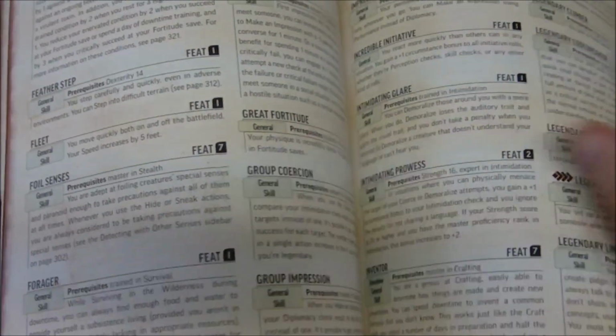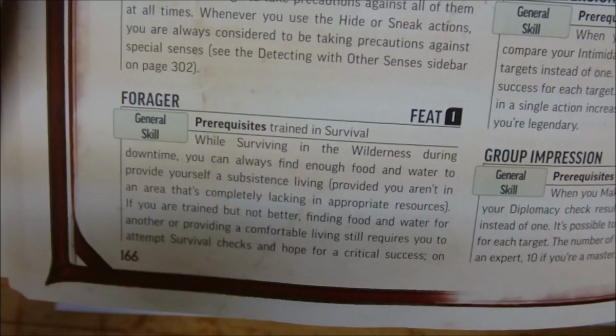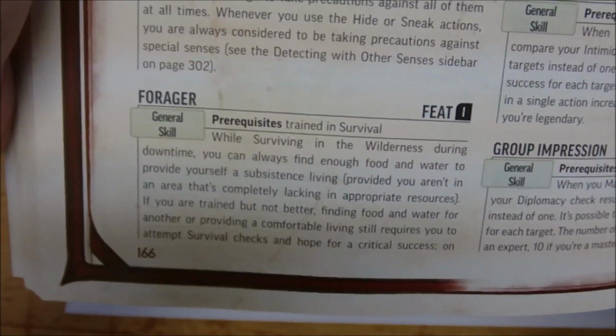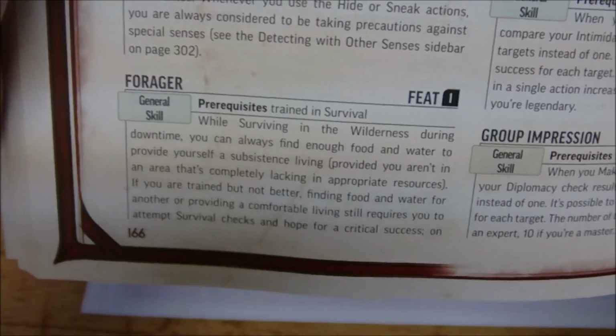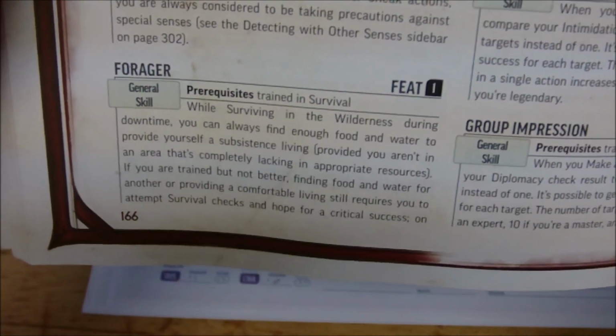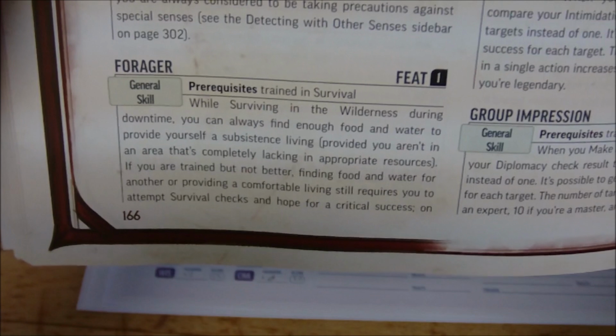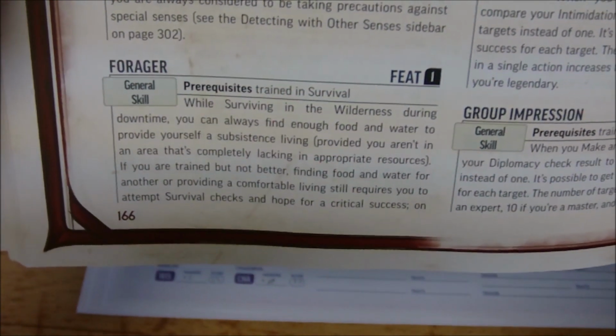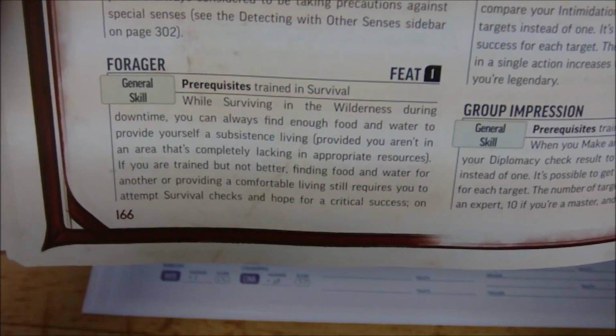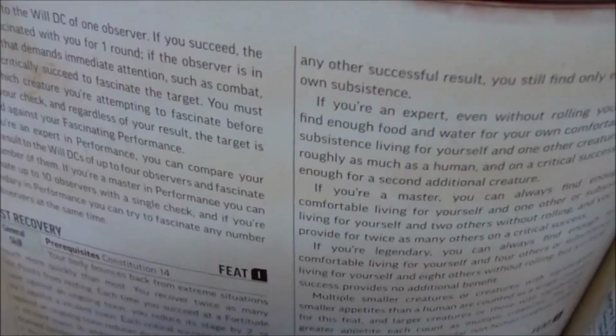Oh, actually, while I'm in the feat section, let's just take a quick look. So Forager. While surviving the wilderness during downtime, you can always find enough food and water to provide yourself a subsistence living, provided that you aren't in areas completely lacking appropriate resources. If you are trained but not better, finding food and water for another or providing a comfortable living style still requires you to attempt survival checks and hope for a critical success. Pan the camera up just a little bit here.